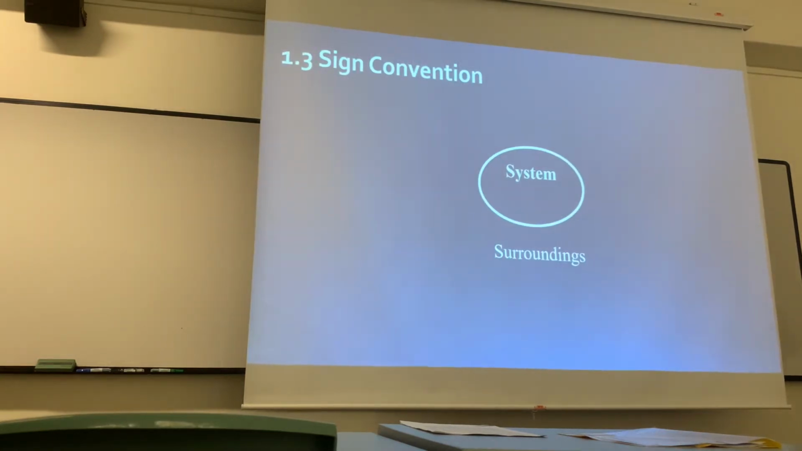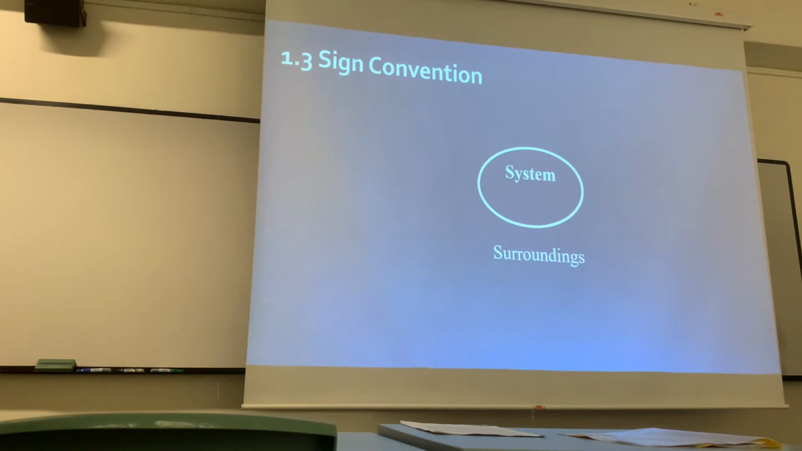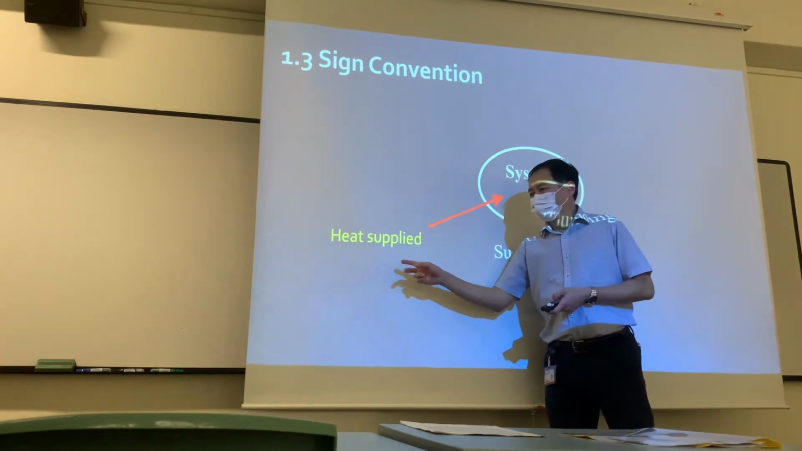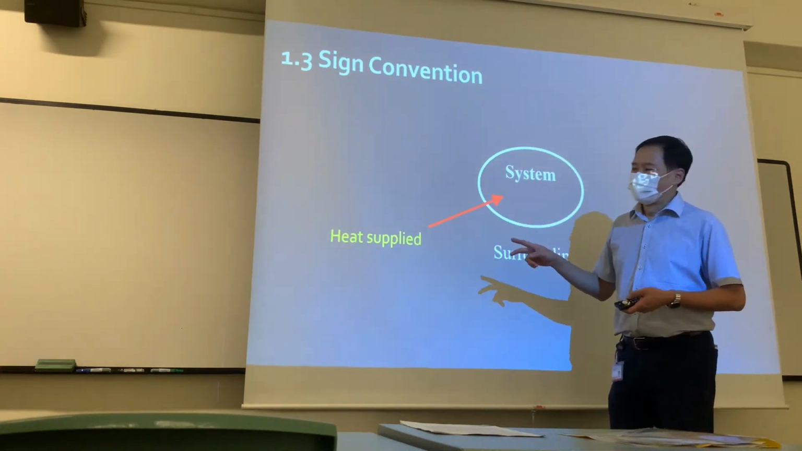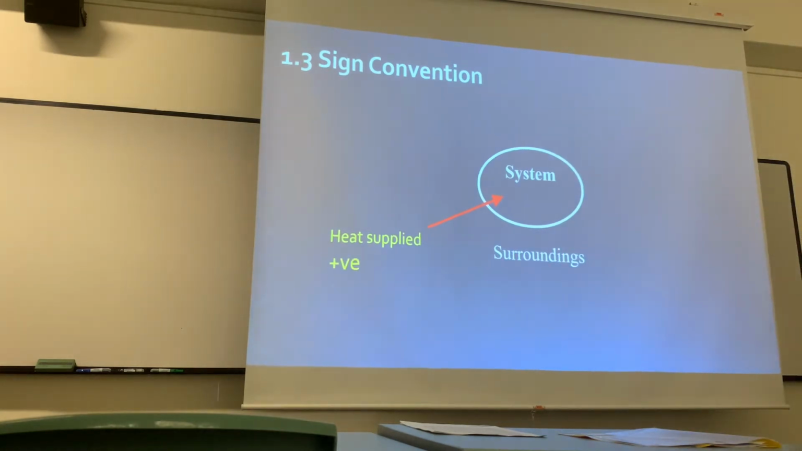Sign convention is important, at least for chapter 1 and chapter 2, because we're going to use it very often. When we say heat supply, for example heat supply is 50 kilojoules, then this 50, when it comes to calculation, is a positive number. We put positive 50 kilojoules.